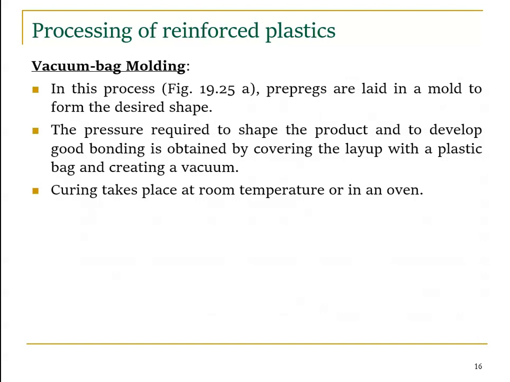In vacuum bag molding, the prepregs are laid into the mold to form the desired shape. First we place our material in the mold. The pressure required to shape the product and to develop good bonding is obtained by covering the layers with a plastic bag and creating a vacuum. So with the help of vacuum, the entire material sticks onto the mold. Curing takes place at room temperature or in an oven. So we will remove the material at room temperature or in some controlled environment.